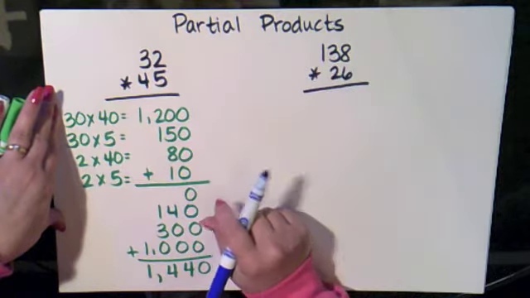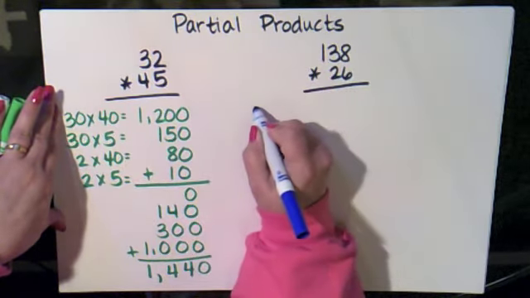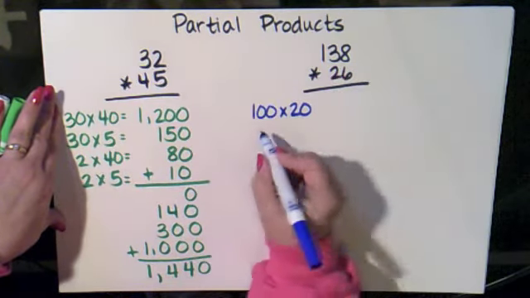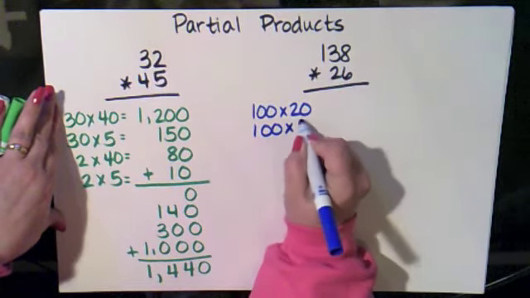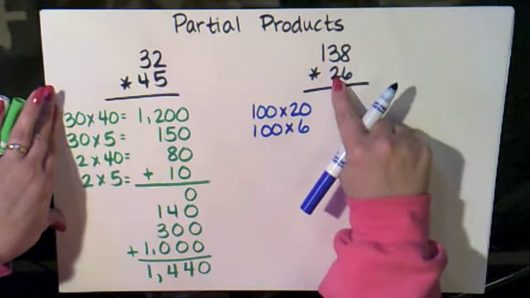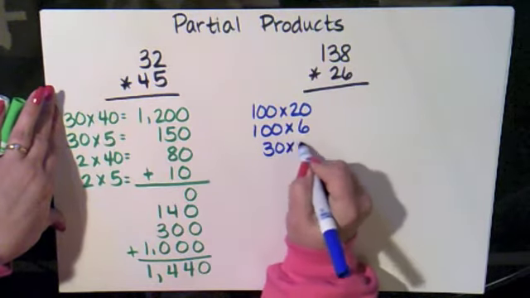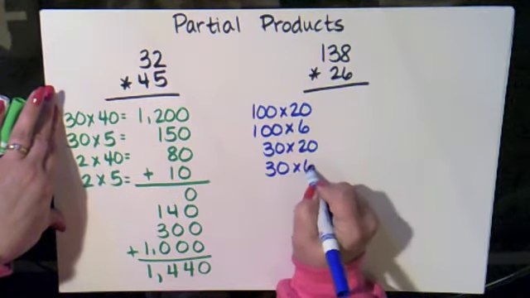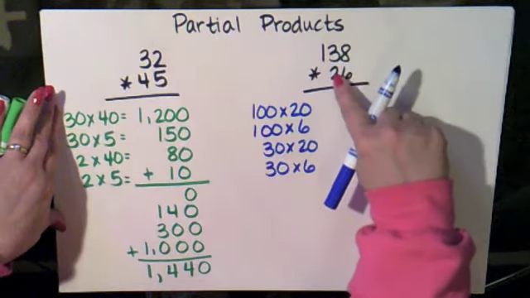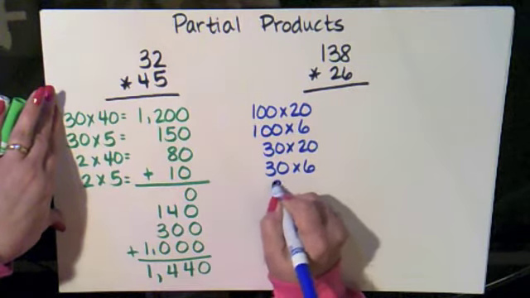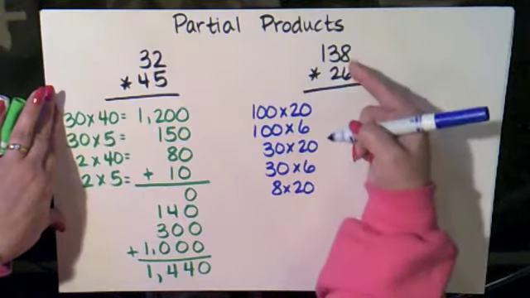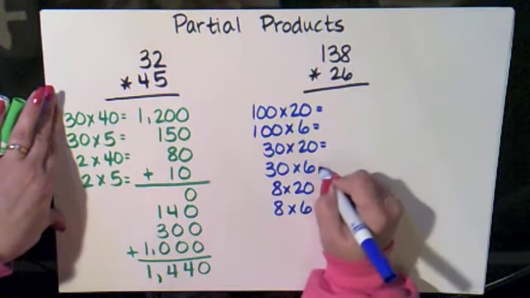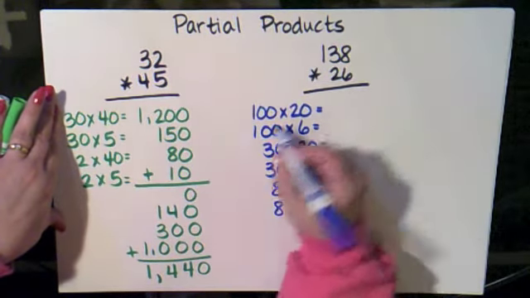So I'm starting with my 100. I have 100 times 20. And then I have 100 times 6. Next I have 30 times 20. And then 30 times 6. Last I have 8 times 20. And 8 times 6. I need to multiply my parts together.